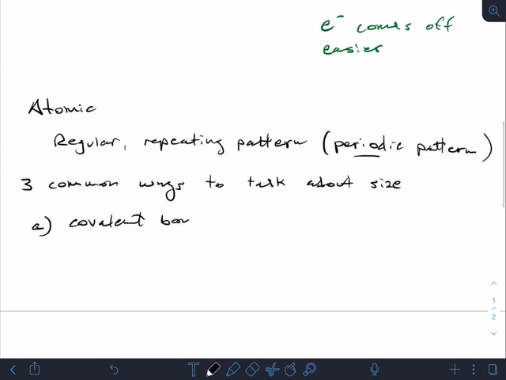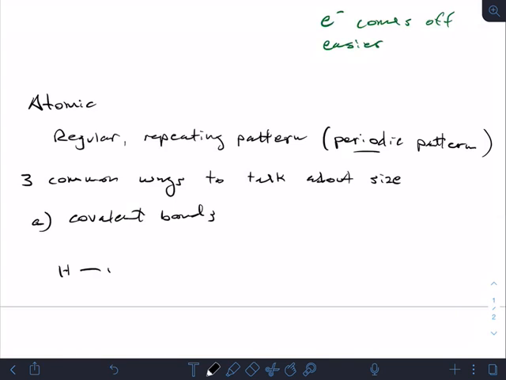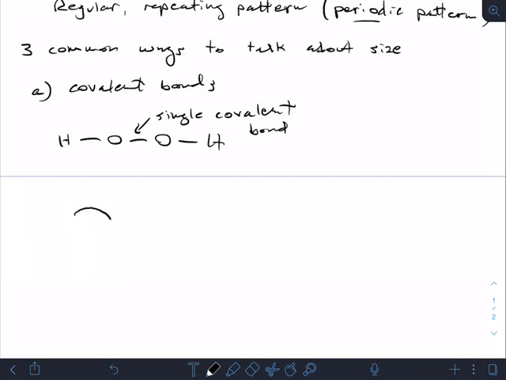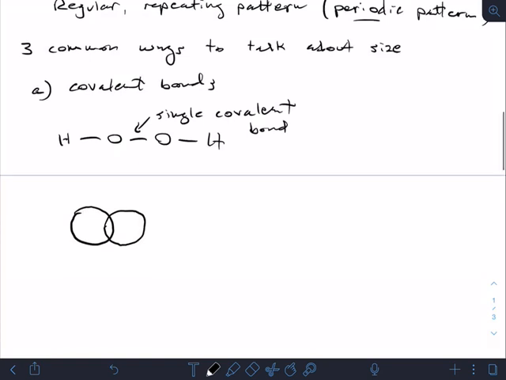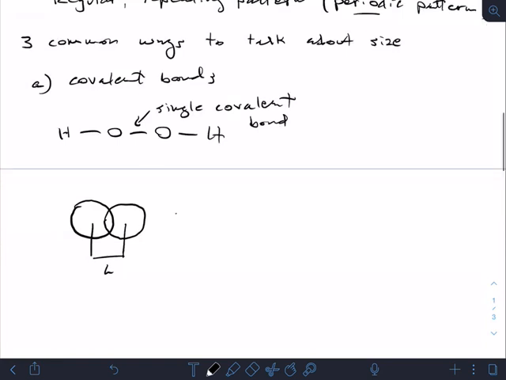We have three different kinds of bonds: covalent bonds, metallic bonds, and ionic bonds. With covalent bonds, we're talking about, for example, the bonds in hydrogen peroxide, a single covalent bond. Because covalent bonds overlap, if I'm looking at the electron cloud around those two oxygen atoms, they're going to overlap because they're sharing those electrons. So we can go from the center of each and measure that distance as L. So 1/2 of L equals a covalent radius.